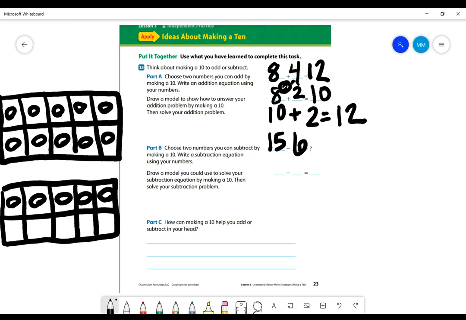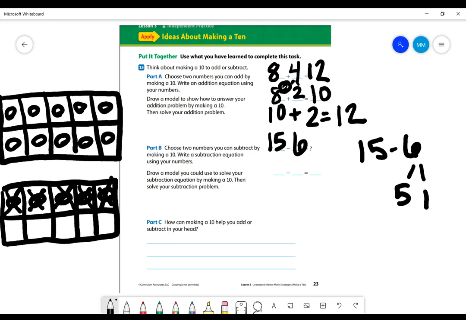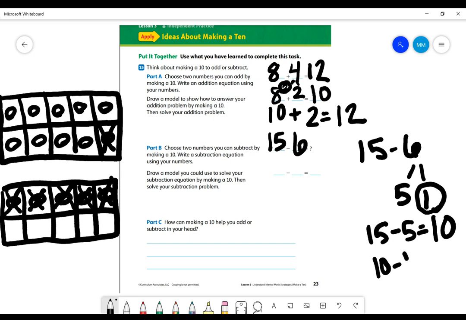So here is what I am thinking. I'm going to draw 15 minus 6 over here. Looking at my 10 frame, I know that I can go ahead and take 5 away and it'll get me down to 10, right? So I broke 6 into 5 and 1. So 15 minus 5 was 10, but I'm not done, right? So I need to take one more away. So then 10 minus 1 equals how many is left?